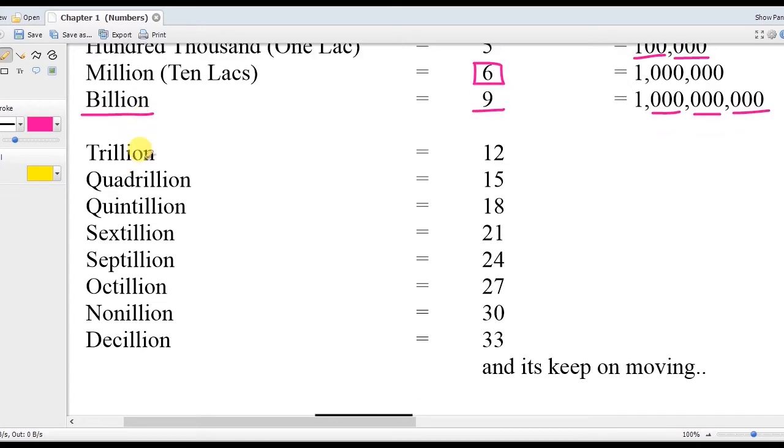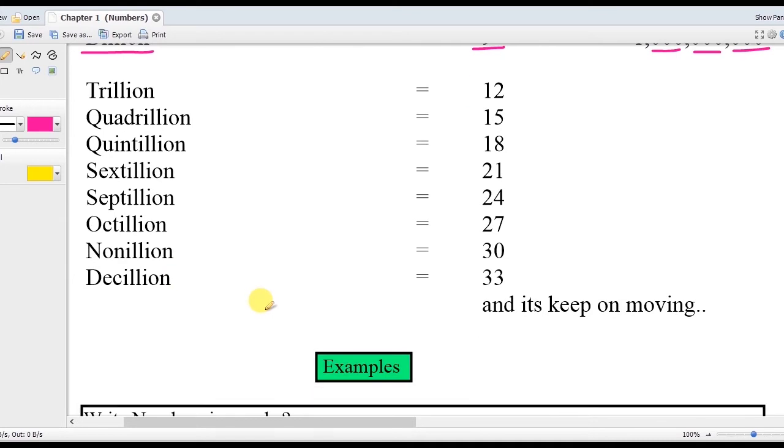So what we have afterwards are trillion, quadrillion, quintillion, sextillion, septillion, octillion, nonillion, and decillion. If you look at this number decillion, how many zeros are there? 33 zeros. It will take you quite a couple of seconds, or maybe a minute, to write 33 zeros. So just imagine how big a value this is. And it keeps on moving.